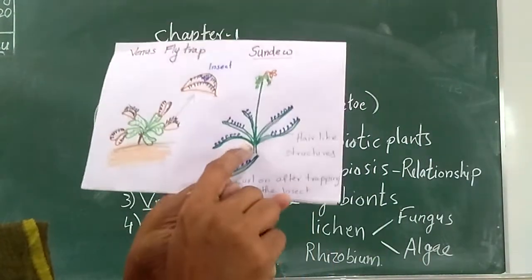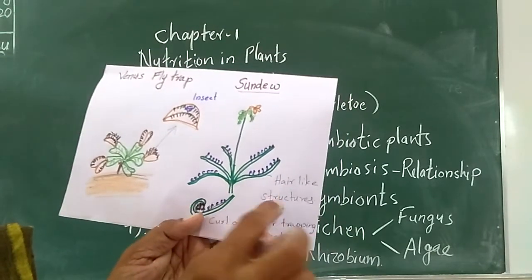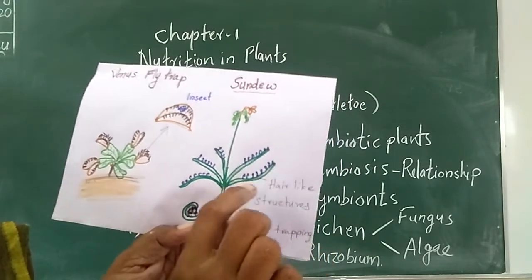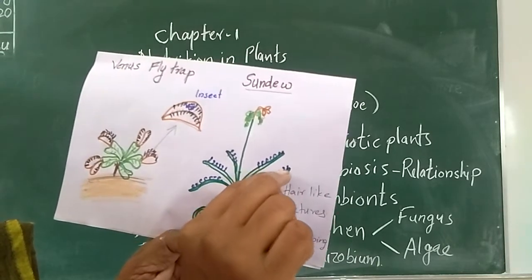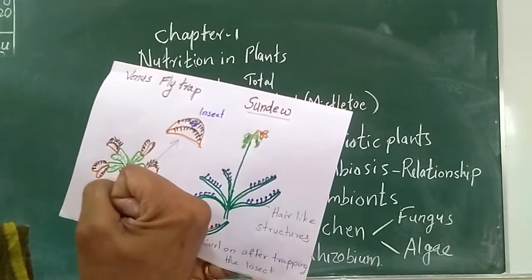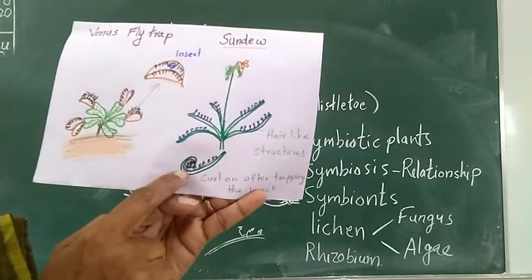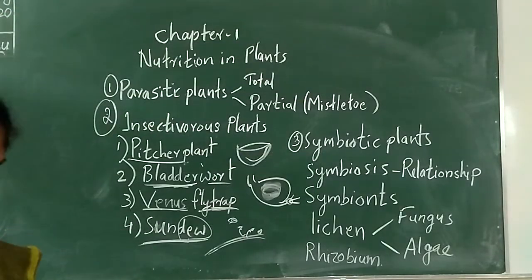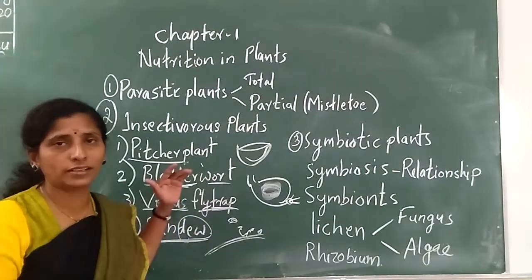Next is sundew. Here in sundew, what will happen? Any insect that is stuck on these leaves... See here, there are dew-like structures, hair-like structures. When any insect sits here, the leaf just rolls. If it is straight now, it just rolls on like this, and the insect will be trapped inside it. It is digested and later utilized by this plant. So these are the examples for some insectivorous plants.